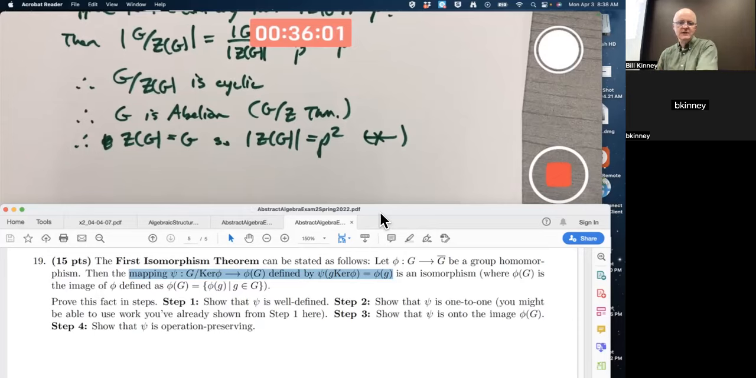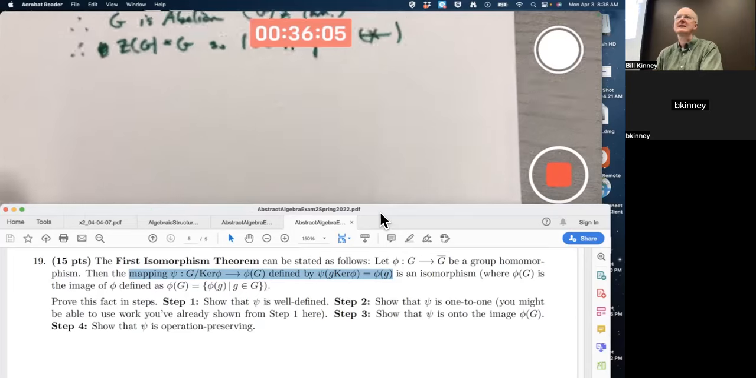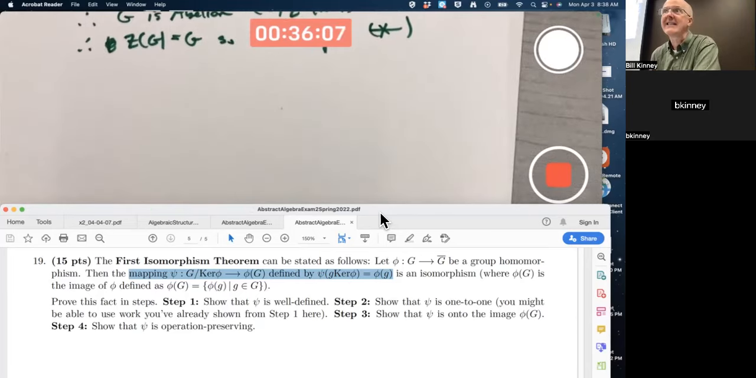Step 1, show psi is well defined. We've done lots of well-defined stuff. I think a well-defined proof needs to go on the exam. I'm not sure if it'd be this one. Maybe there's another one. What other ones do we do? We talked about the orbit stabilizer theorem, well-defined one. We talked about the coset multiplication, well-defined one. There are other ones in the reading as well, showing functions are well-defined.